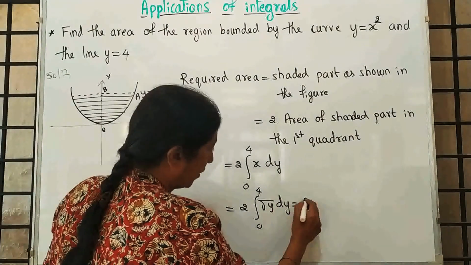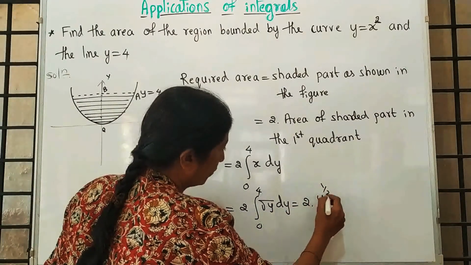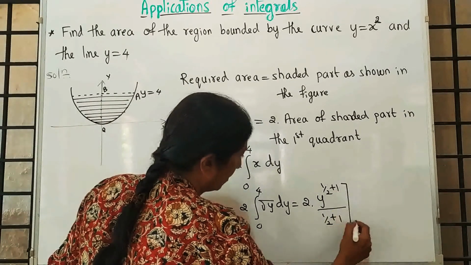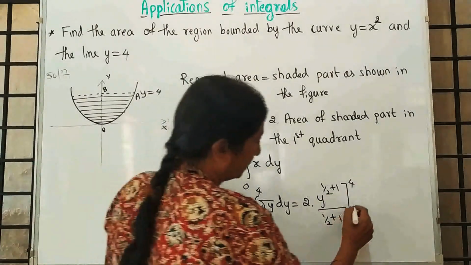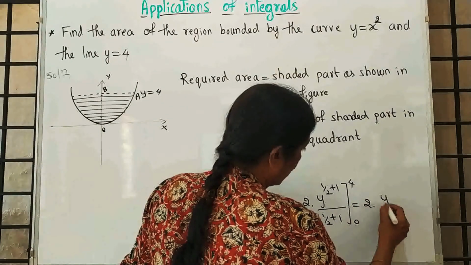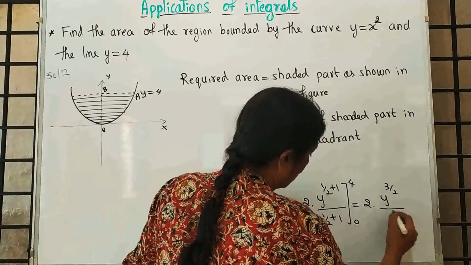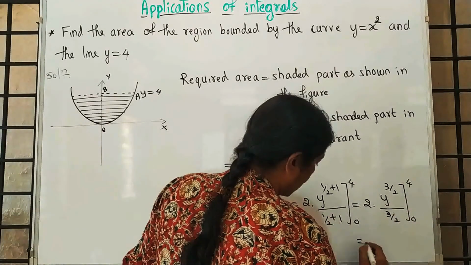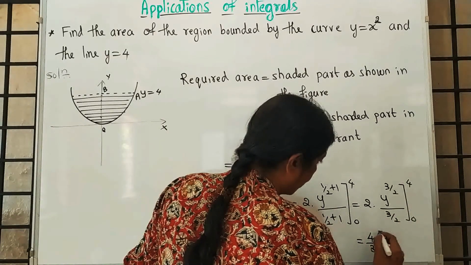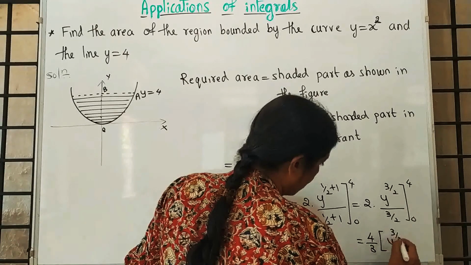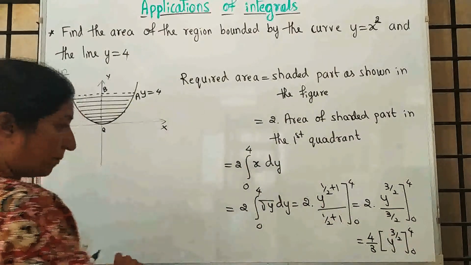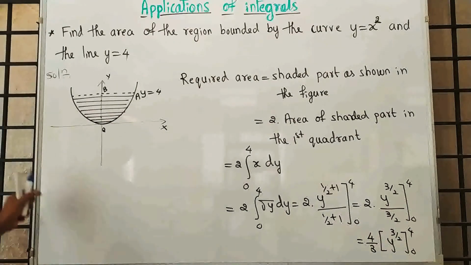into dy. 2 as it is, y raised to 1 by 2 plus 1 upon 1 by 2 plus 1 from 0 to 4. It is 2 into y raised to 3 by 2 upon 3 by 2 from 0 to 4. It is 4 by 3 y raised to 3 by 2 from 0 to 4. Now write the upper limit and the lower limit.